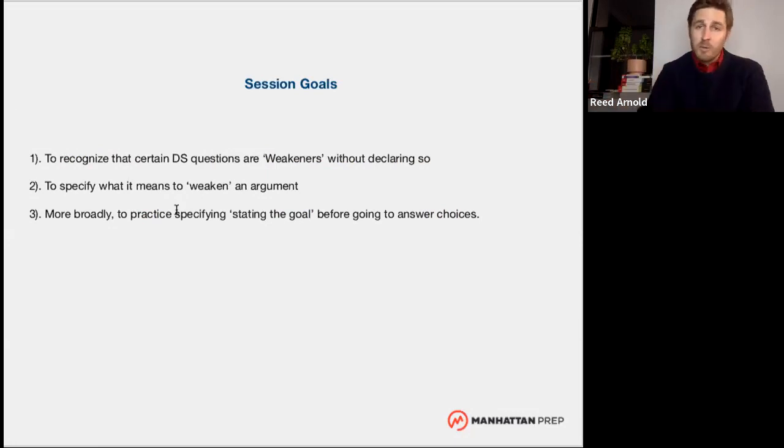As part of that, we're going to talk about weakening arguments broadly: what it means to weaken an argument on the GMAT, and how you do it. In my opinion, that's the single biggest skill in critical reasoning, being able to weaken an argument in the way that the GMAT rewards. It's one thing to do it in day-to-day life, in arguments with friends and family. But in the GMAT, there's a very particular way of arguing, and if you're good at weakening arguments on the GMAT's terms, you will be better at critical reasoning broadly.